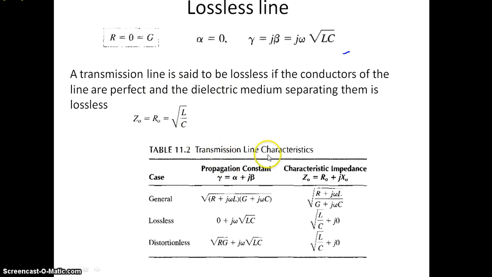So, forming a table of transmission line characteristics. In the general case, gamma equals alpha plus j beta, which is root of (R plus j omega L) times (G plus j omega C), and Z naught equals root of Z by Y, that is root of (R plus j omega L) by (G plus j omega C). For a lossless line, R and G become 0, so gamma is j omega root LC, and Z naught equals root of L by C. For a distortionless line, gamma equals root RG plus j omega root LC, and the characteristic impedance is the same as for the lossless line, that is root of L by C. So this is the comparison of a lossless line and a distortionless line.